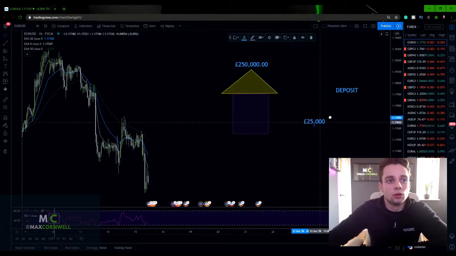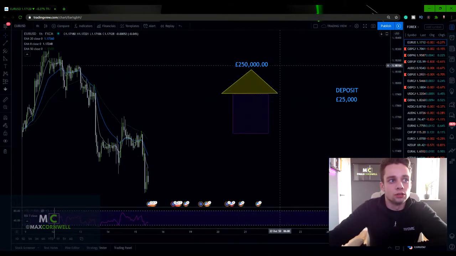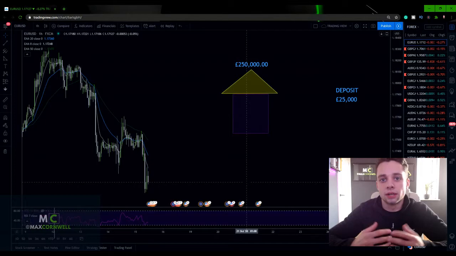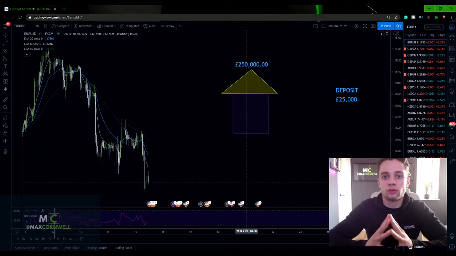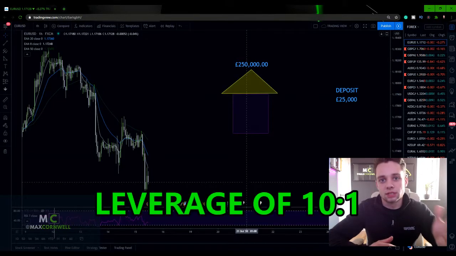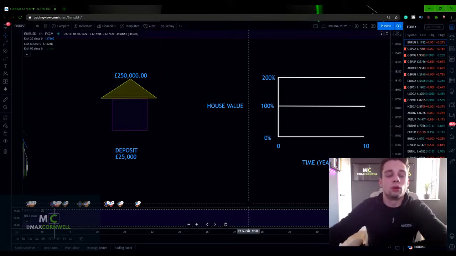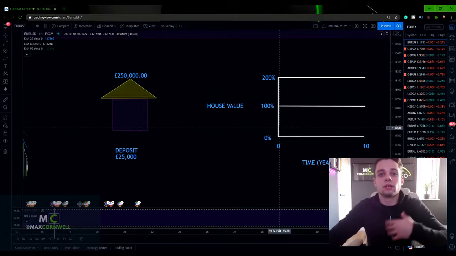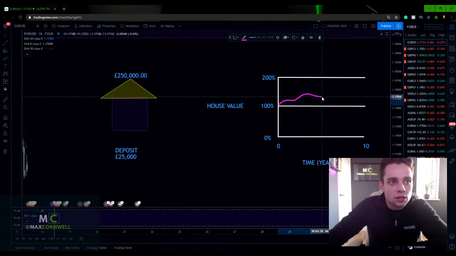So what we do, we come along and we put £25,000 down as a deposit on the £250,000 house, and then the bank will give us the money to go and purchase this house. So for £25,000 we have been able to leverage £250,000, right? 10 times our initial deposit. Where I live, house prices are said to double in roughly 10 years. Obviously there are some variables on that, but for the sake of this example, we'll pretend the house price doubles in 10 years. This is the value of our house, and over 10 years, the house price doubles, okay?